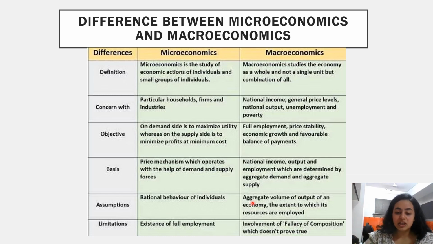In macroeconomics, we assume that the aggregate volume of output of an economy and the extent to which its resources are employed is given. As for limitations, in microeconomics, we assume that there is full employment. And in macroeconomics, there is the fallacy of composition, which doesn't prove true. When we further go ahead and read all the limitations, we will be covering this one in much more detail.